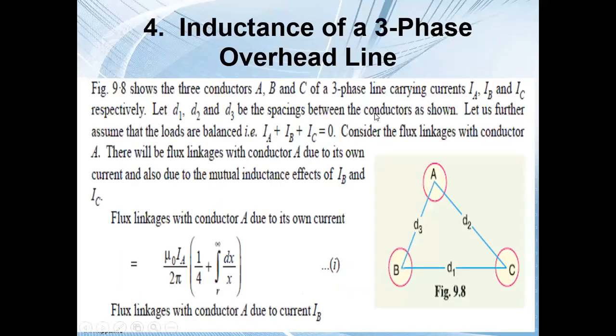Okay, so next is inductance of a three-phase overhead line. Till now, whatever we have discussed is for a single phase line. Now we'll consider the inductance of a three-phase overhead line. Let us consider that there are three conductors, A, B, and C, and they are not at a symmetrical location. They are unsymmetrically placed, that means their mutual distances are not equal. The distance between A and B is D3, between B and C is D1, and between C and A is D2.